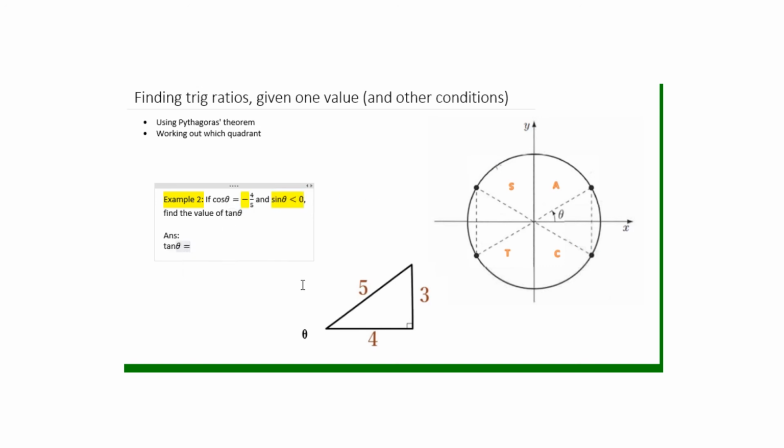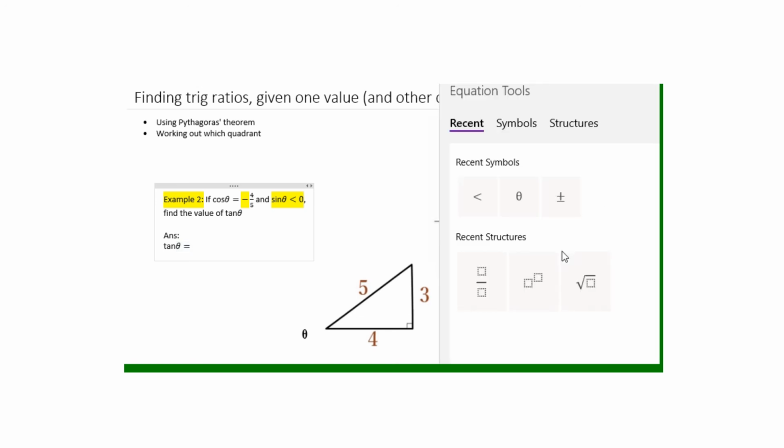And positive what? We're going to use this triangle to work it out. Reminder, angle theta is here. Tan is O over A, which is 3 over 4. So the answer is positive 3 over 4.